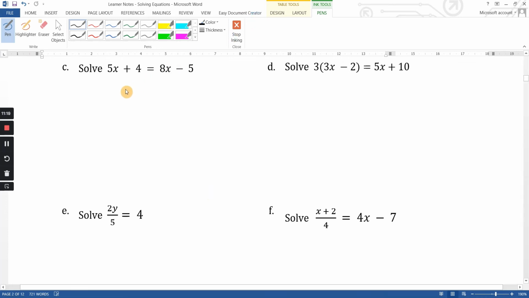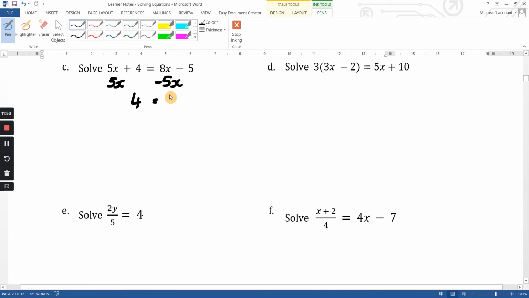Part C. Oh, bit of a tricky one, this one. We've got x's on both sides. So I would keep the bigger x on this side. So on the right hand side you've got 8x. Let's keep that there. Let's get rid of the smaller x on the left hand side. So I'll have to minus 5x here, minus 5x here as well.